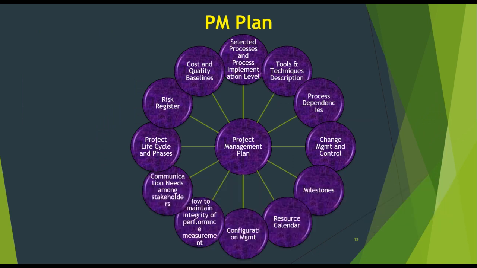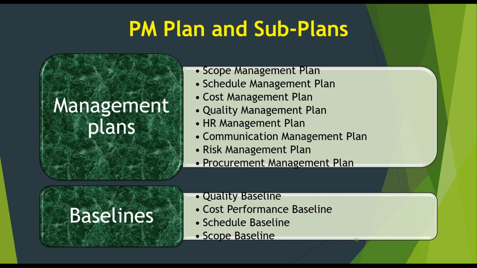In the project management plan, it generally contains tools and techniques, descriptions, process dependencies, change management and control, milestones, resource calendar, configuration management, maintaining integrity, communication needs among stakeholders, project lifecycle and phases, risk registers, cost and quality baselines, selected processes and process implementation level, etc. So the project management plan has two sections, the main plan and the sub-plans. The management plans, like the scope management plan.